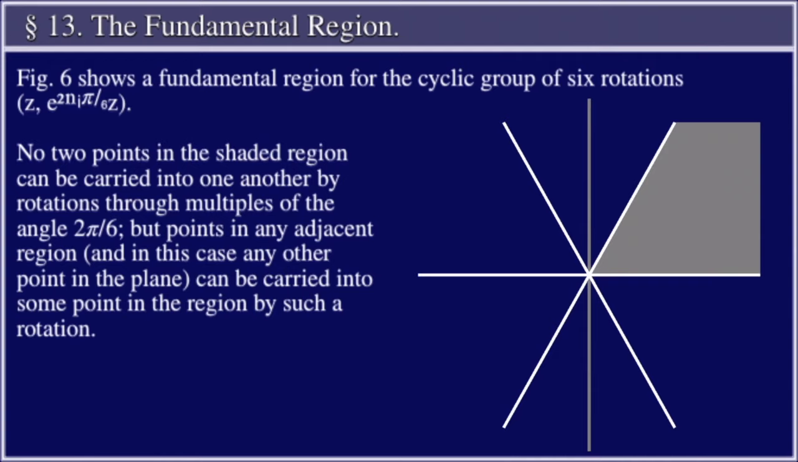No 2 points in the shaded region can be carried into one another by rotations through multiples of the angle 2 pi divided by 6. But points in any adjacent region, and in this case any other point in the plane, can be carried into some point in the region by such a rotation.